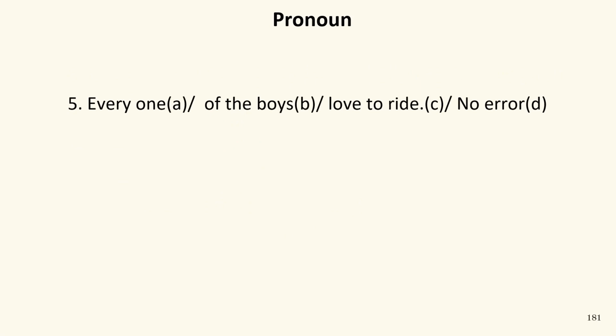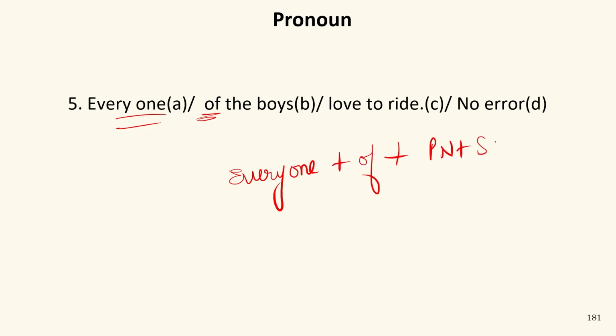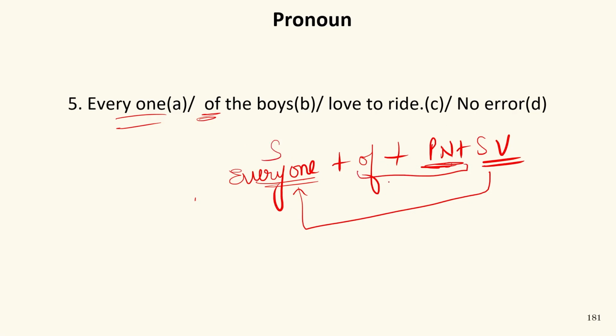Every one of the boys love to ride. Now we have already learned everyone. If it is followed by the preposition of, like any distributive pronoun, it should be followed by a plural noun but a singular form of verb, because the verb should agree with the subject, and the subject is everyone, not the plural noun. The plural noun is actually the group out of which the one is selected, out of which some are selected. So everyone is the subject. Of pronoun, of plural noun, this is partitive. We call it partitive.